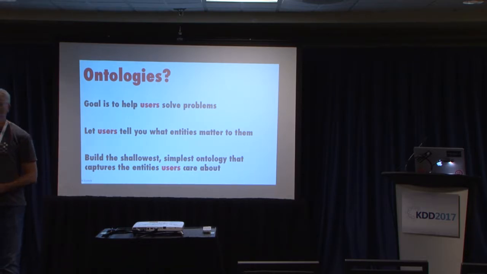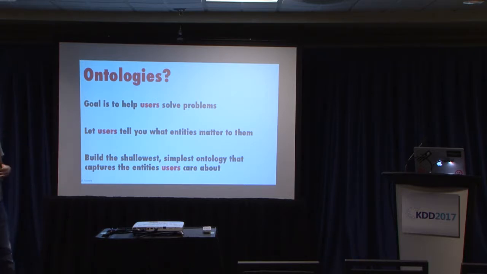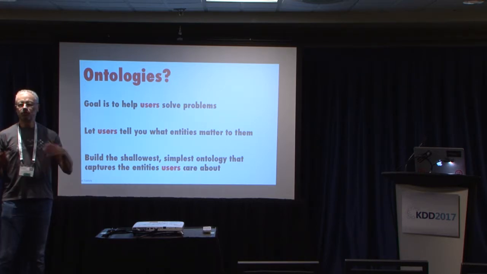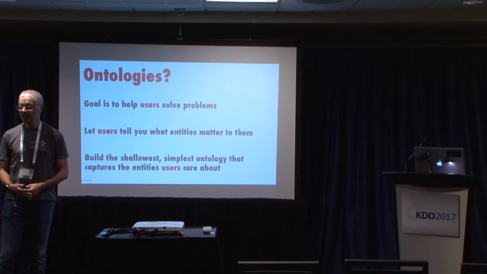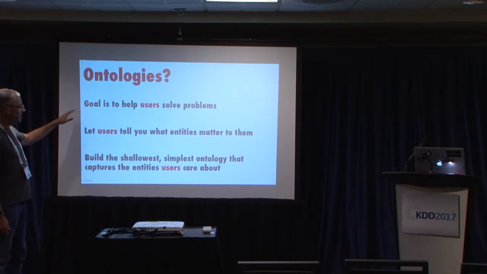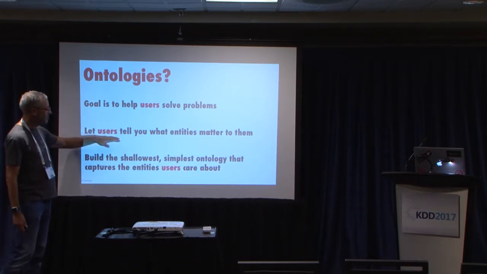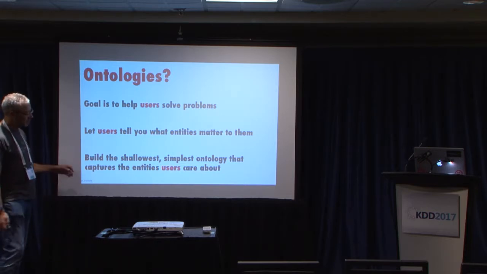Our goal is not to model the domain. Our goal is to help users solve problems. And so the idea is we should model the minimum that we can to help users solve problems. If there's something that doesn't matter to users, even though it seems very important to you as a modeler, don't model it. And so really, I think the idea is let the users create the ontology. They're not ontologists, but they understand the domain. And I'll show you what this actually means.